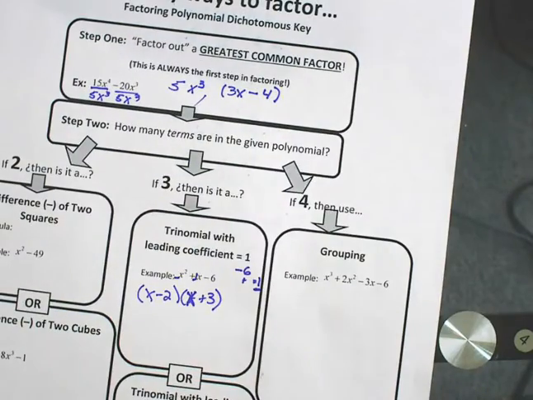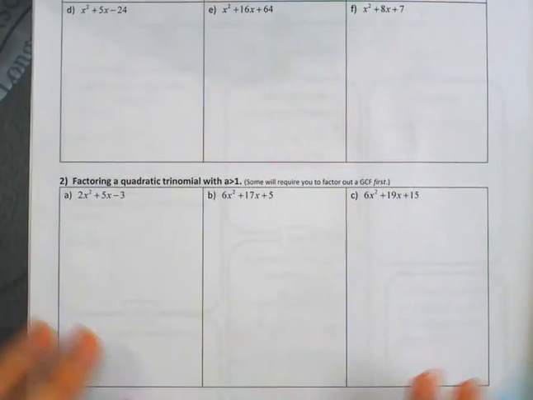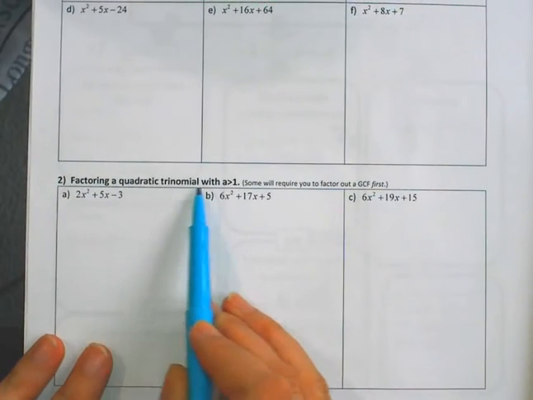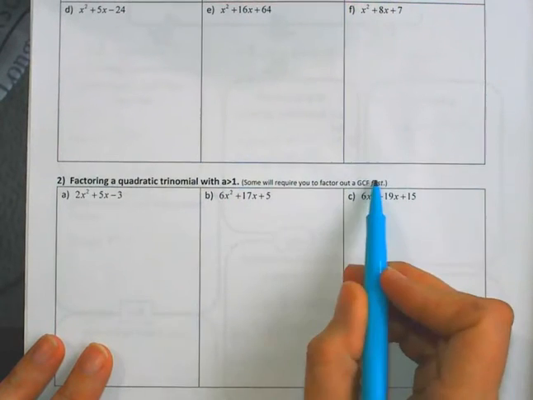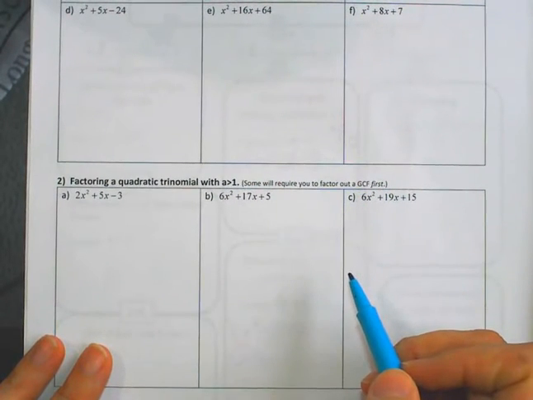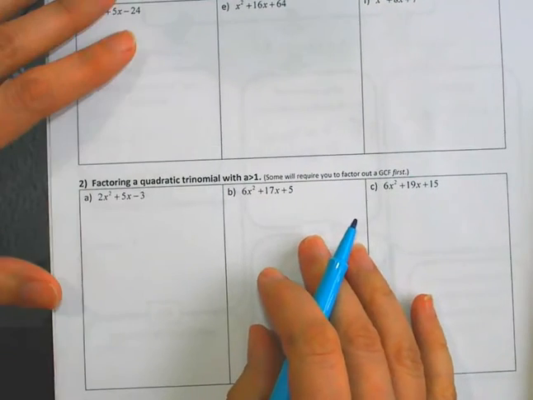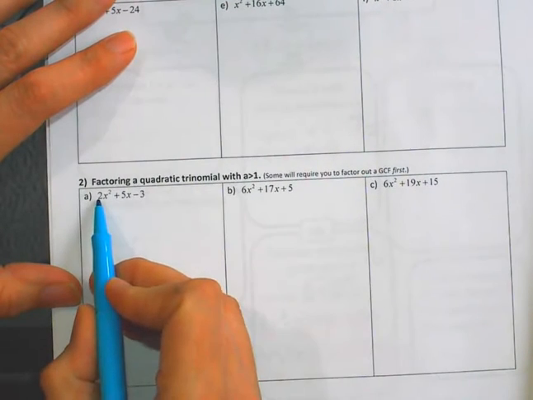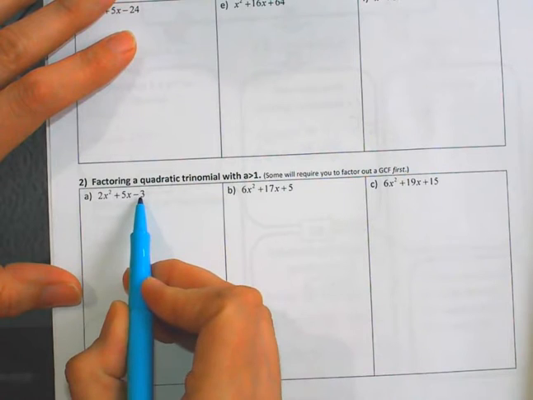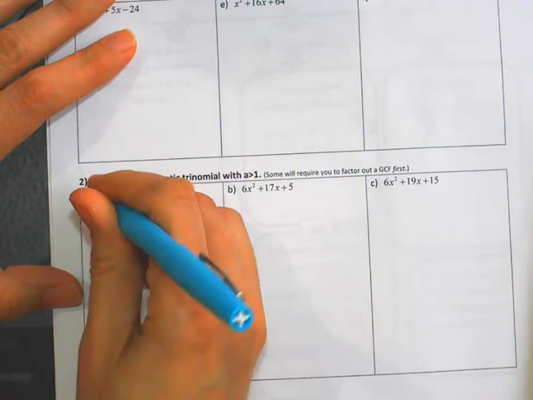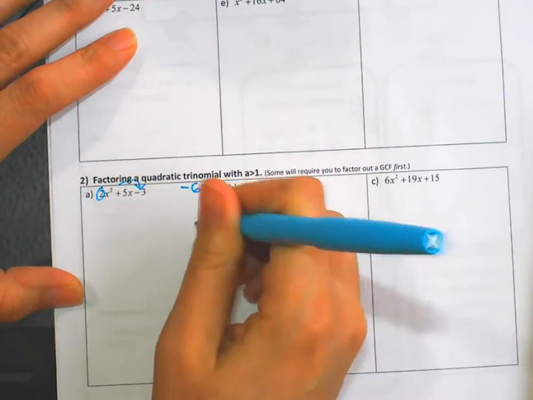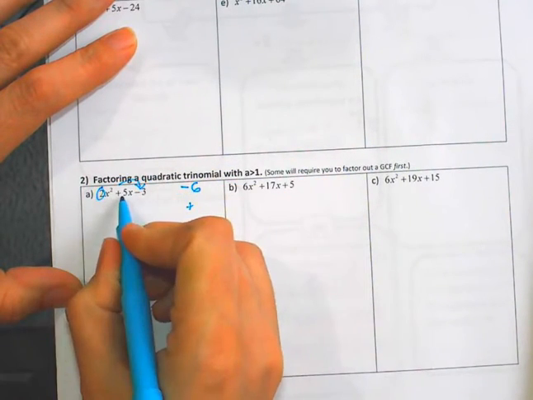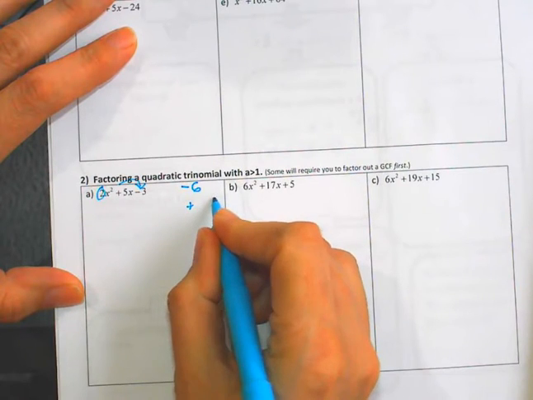So now, if you look, we have some practice here with factoring quadratic trinomials with a leading coefficient greater than 1. Remember to always look to see if there's a GCF to factor out. So let's do one more together. So I look here, I have 2, 5, 3. There's no GCF here. Okay, so I'm going to multiply the 2 times the negative 3. That just gives me negative 6. And remember, I'm looking for numbers that add up to positive 5.